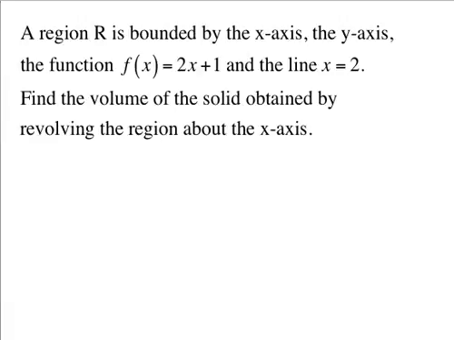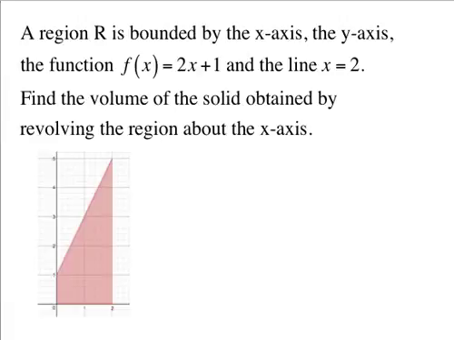So our first example is we're given a region R bounded by the x-axis on the bottom, the y-axis on the left, f of x equals 2x plus 1 on top, and the line x equals 2. We want to find the volume of the solid obtained by revolving this region about the x-axis. So we can see this, 2x plus 1 from 0 to 2. So this corner point is (2, 5), and the corner point is (0, 1). If we rotate this around the x-axis, can you visualize what that looks like?